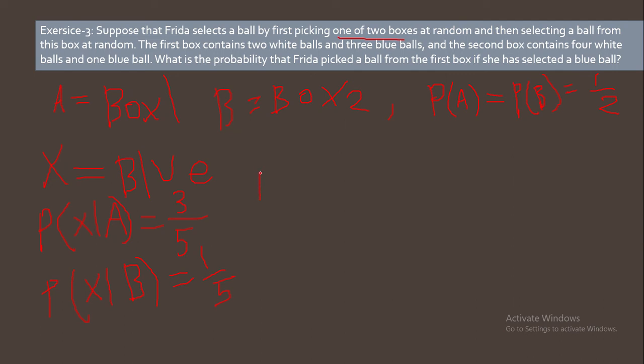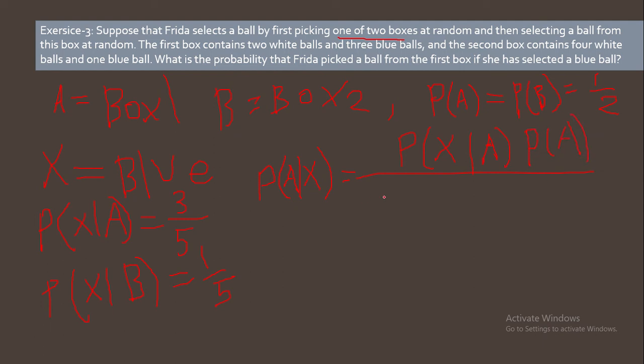So what we need to find is, given that x, what is the probability of A, right? So we need to find it. So if we use our formula of Bayes theorem, it will be P of x given that A into P of A divided by total probability of x, right?